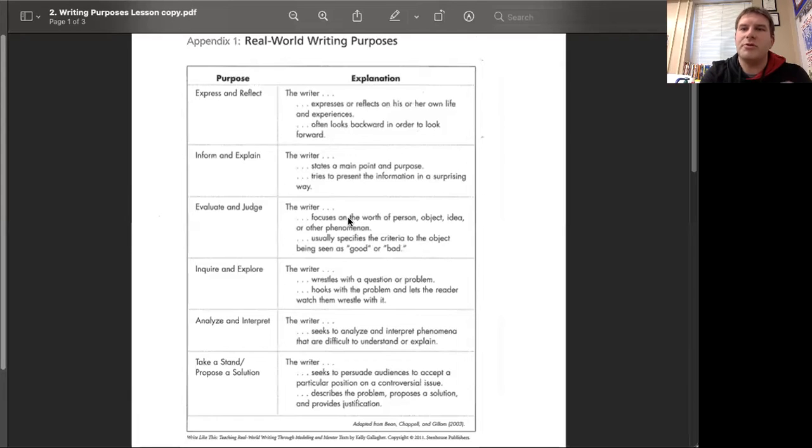So what we're going to do this week is, let me share my screen. We are going to do some short writing assignments, about 200 words, in which the first one we're going to be doing is analyzing and interpreting. So we're going to analyze and interpret a phenomena that is difficult to understand and explain. And then we are going to evaluate and judge. And then we're going to inform and explain. And then we're going to take a stand. We're not going to propose a solution, but we're going to take a stand. But we're going to do each one of these prompts. If you get to 200 words, you get all the points of the prompts.